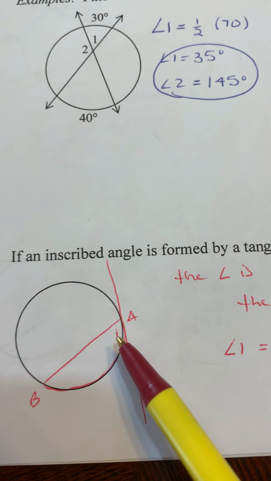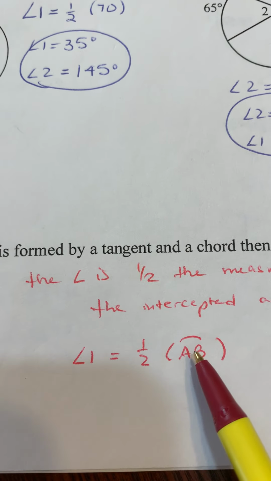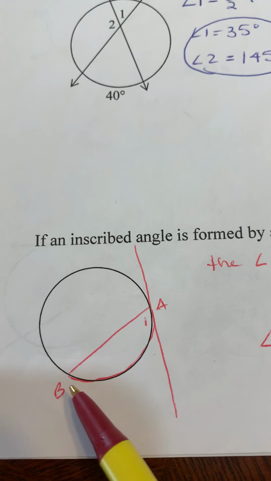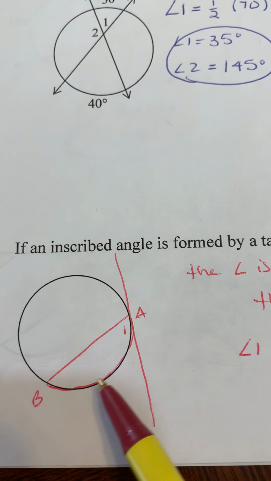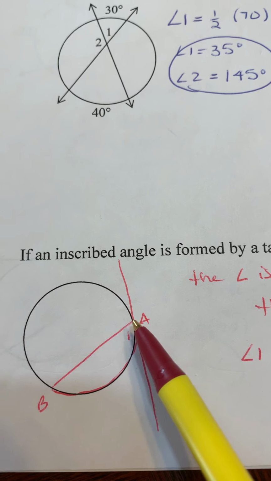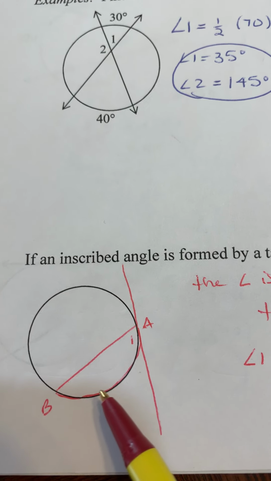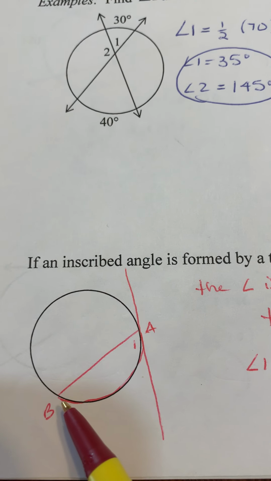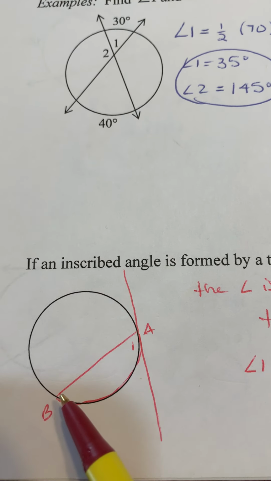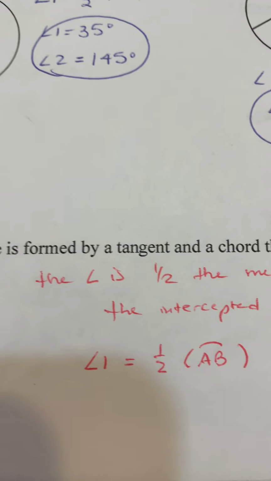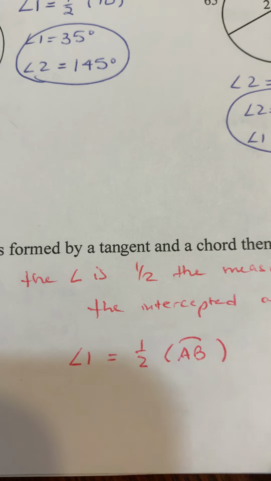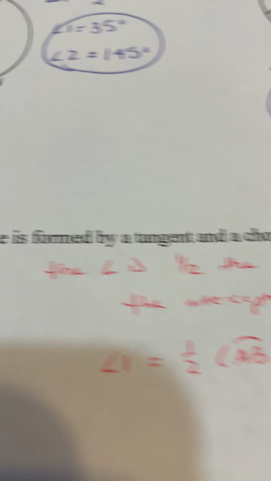So angle 1 is 1/2 of the intercepted arc. The arc being arc AB. So the chord hits the tangent, forms an angle. This is the intercepted arc. So this is 1/2 of this. Angle 1 is 1/2 of arc AB. And then we'll go on to the next part.